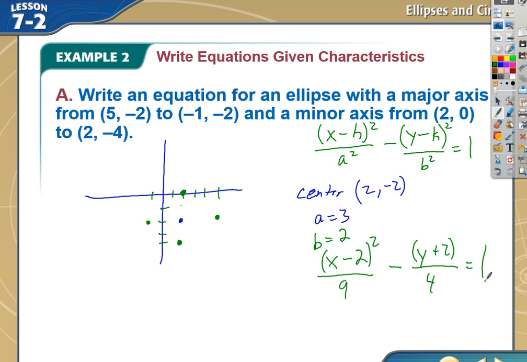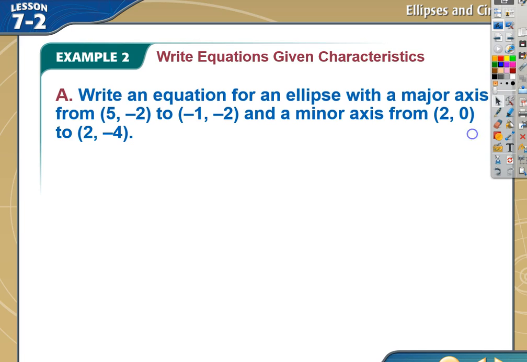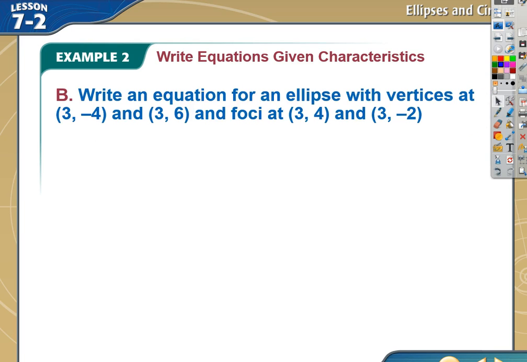Next one. Ooh, this one gets a little bit more difficult. This one says, write an equation for an ellipse with vertices at 3, -4 and 3, 6, and foci at 3, 4 and 3, -2.